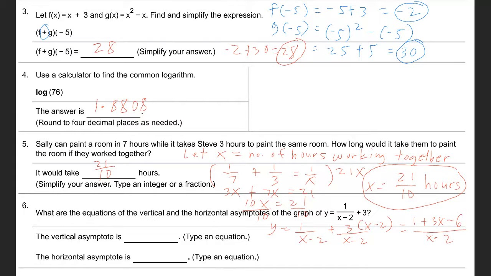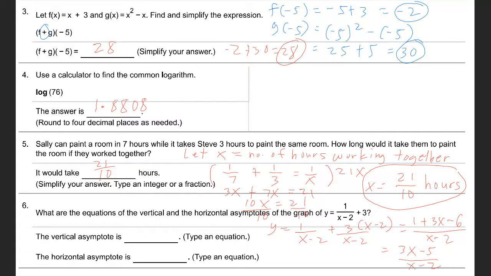So we just simplify the terms on the top. So we will get here 1 minus 6, that should be a negative 5. So I'll just write the terms with x first, 3x minus 5 over x minus 2.